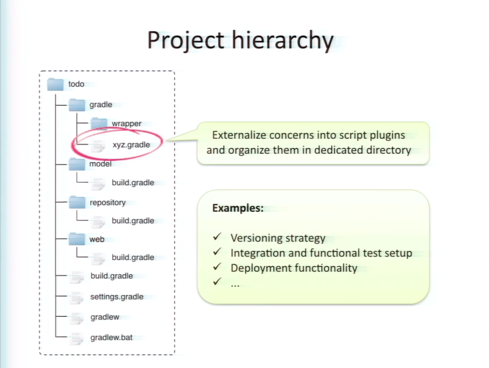Typical examples would be that you could implement your own versioning strategy. You could set up integration tests or acceptance tests. Your deployment typically requires a bit more setup. And even if you only include it in one build.gradle, it's a good practice to factor it out and give it a nice name, which makes the build easier to understand.